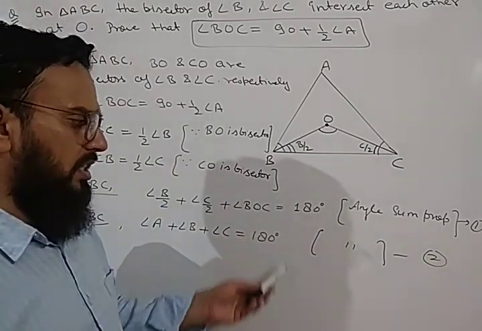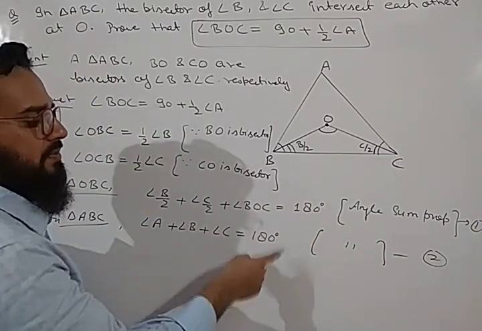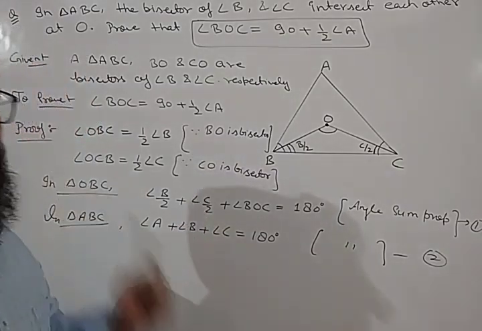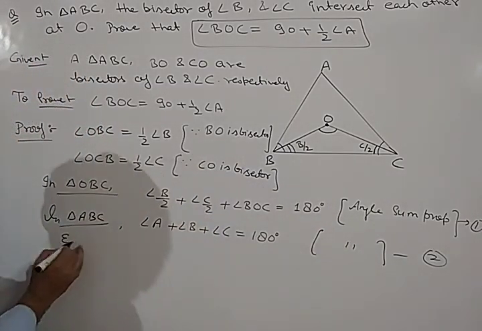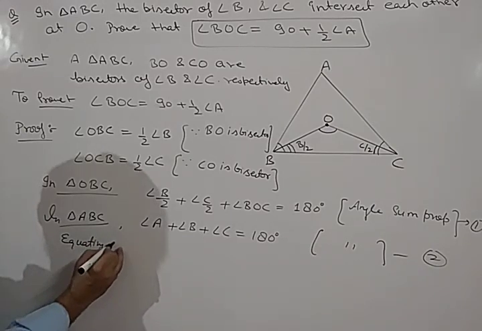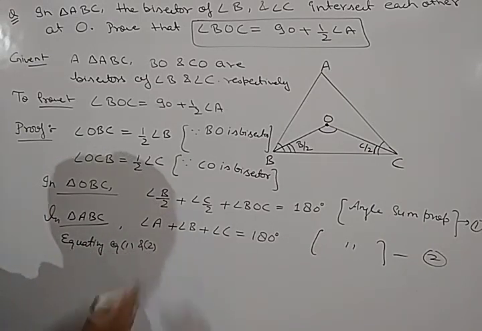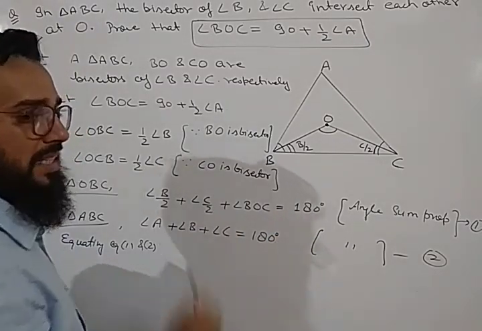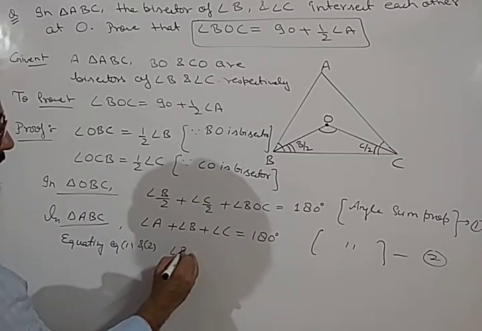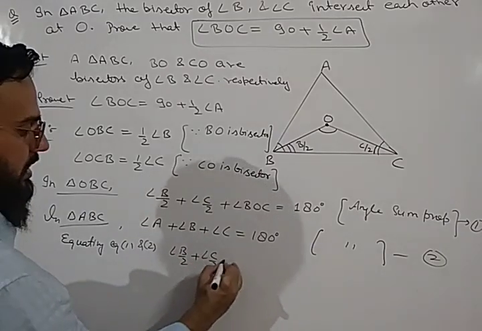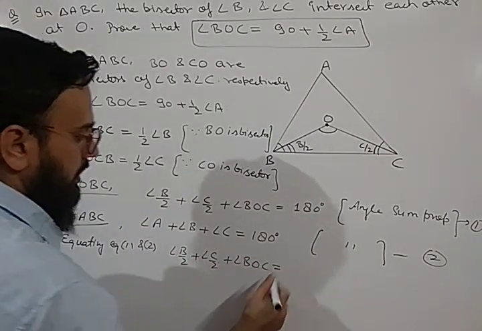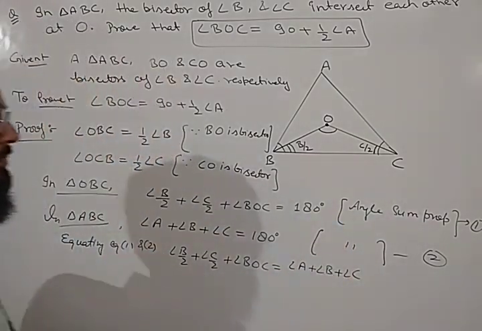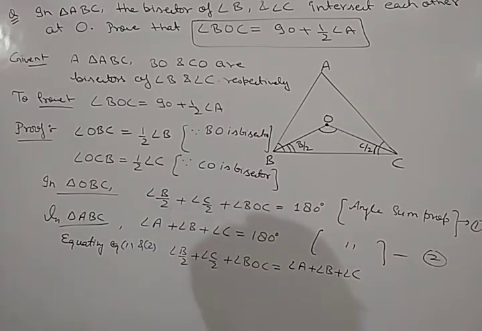Now if we see both these equations, right hand side of both the equation is same. So if right hand side of both the equation is same, it means left hand side will also be equal. So if we write here equating equation 1 and 2, because right hand side of both the equation is same, so left hand side will also be same. So we can write angle B by 2 plus angle C by 2 plus angle BOC is equal to angle A plus angle B plus angle C. Clear?